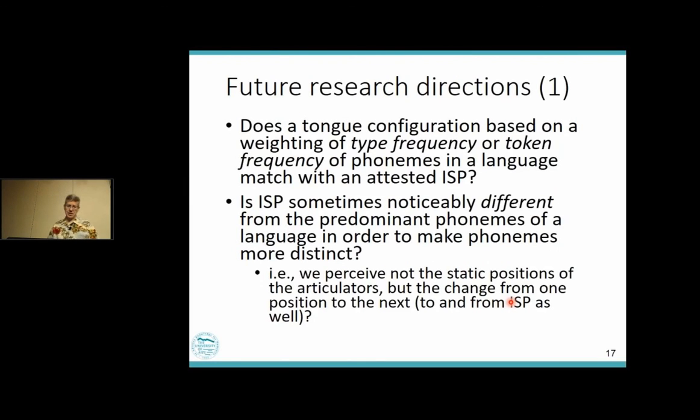Future research directions: does a tongue configuration based on weighting of type frequency of phonemes or token frequency of phonemes match with the attested interspeech posture or rest position? Is interspeech posture sometimes different from the predominant phonemes of a language in order to make those phonemes more perceptively distinct? So, in other words, do we perceive not the static positions of the articulators, but the change from one position to the next, and from one phoneme to an ISP and back out?